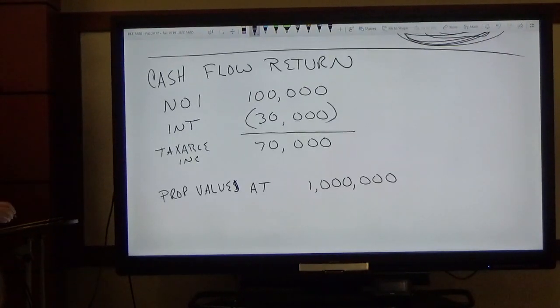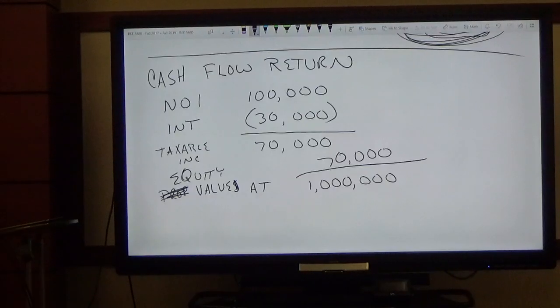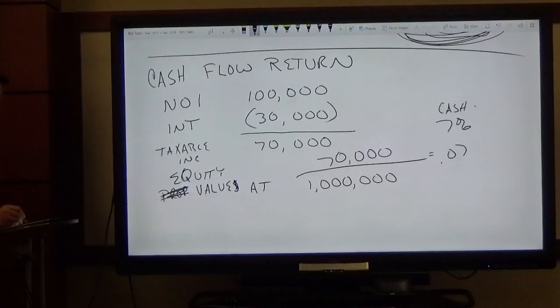Actually, let's do it this way. This will make it simpler. Let's just say the equity value is this. Oh, okay. All right. Equity value of $1 million, and we have taxable income of $70,000. So 70,000 divided by $1 million. .07, or 7% cash on cash return.